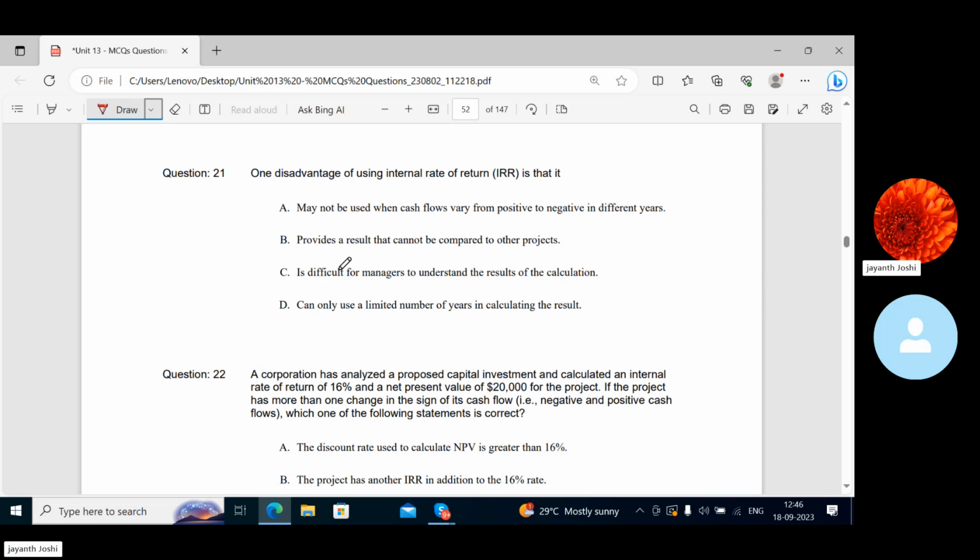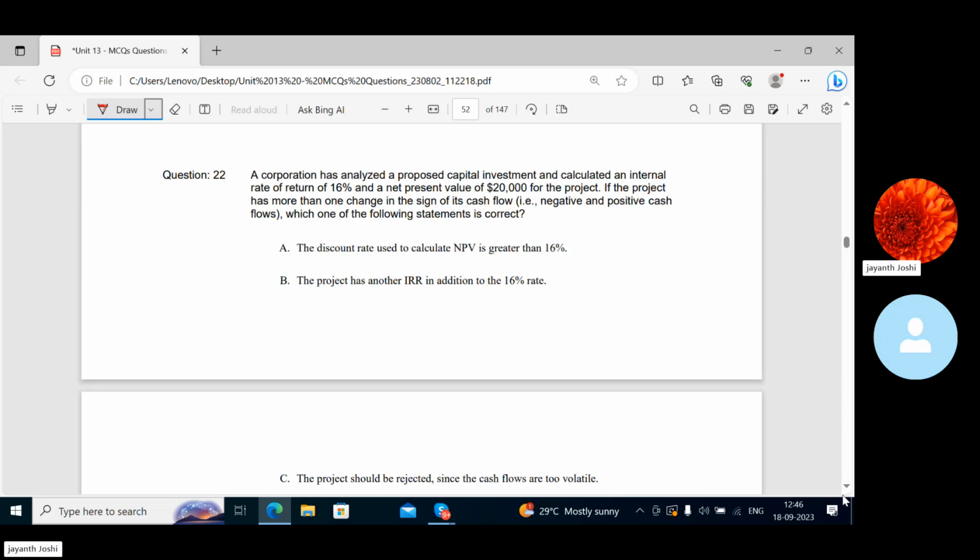Next question. A disadvantage of using the IRR is that, of course, it may not be used when cash flows vary from positive to negative, because you have the MIRR problem, multiple internal rates of return, right? Right. Yes, sir. We discussed already.